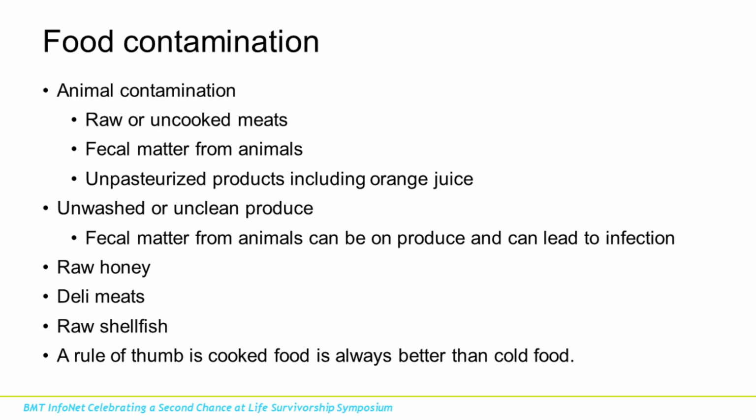Food contamination can occur in many forms. Raw, uncooked meals. Unfortunately, we will see fecal matter from animals. It's farm food. It'll happen. And then unpasteurized products, including orange juice. So you've got to be careful. Pasteurization is a form of helping kill off bacteria. It's a good thing. We want that to happen. So make sure you drink pasteurized things only, especially if you're traveling. It's very difficult to see what is a clean drink versus a not clean drink. Raw honey, deli meats, and raw shellfish, again, are also problems. A rule of thumb, like I said, cooked food is always better than cold food.